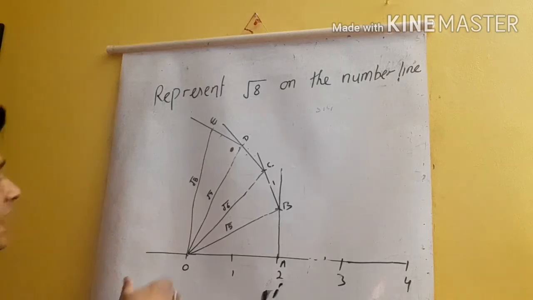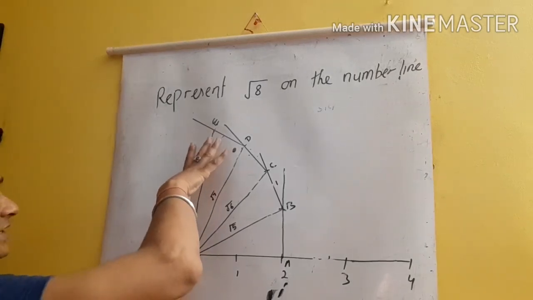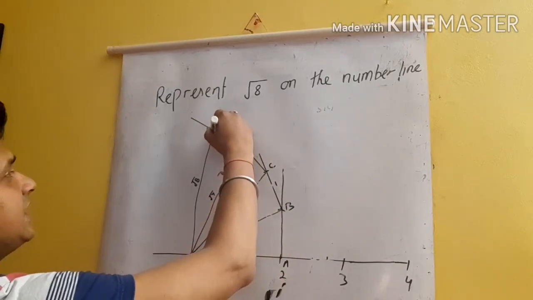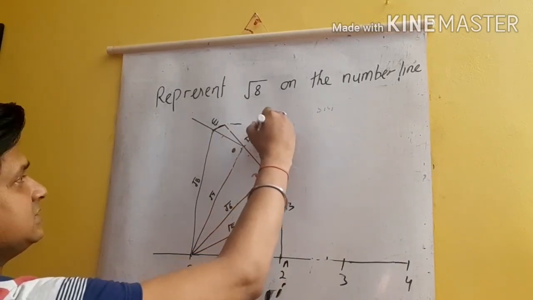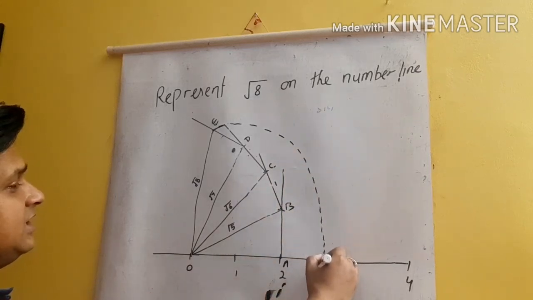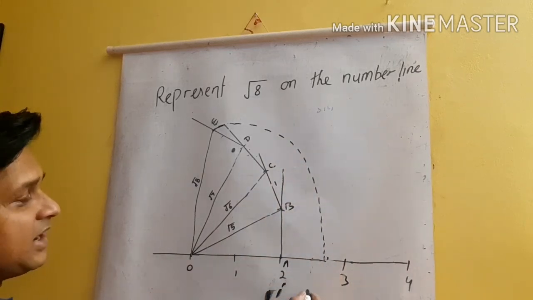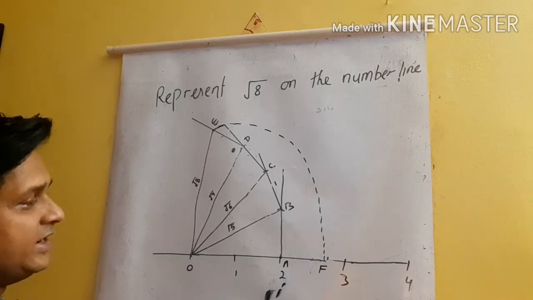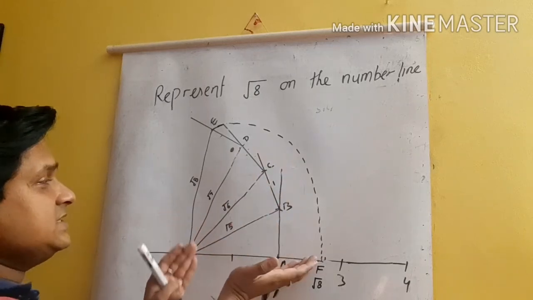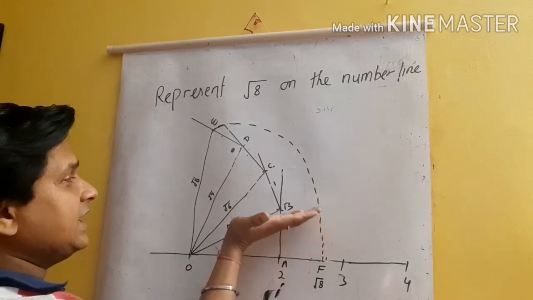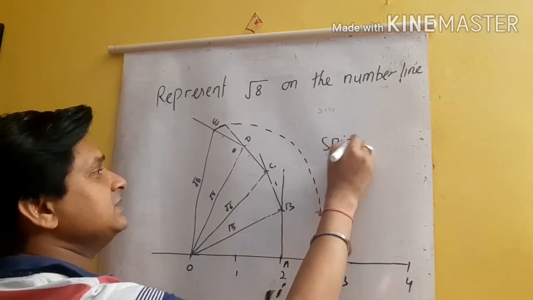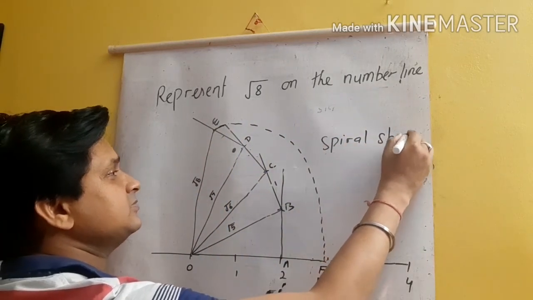So what I will do? I will take the compass and I will take this OE distance with the help of compass. I will drop an arc like this. And where it will cut the number line, suppose this is point F, this will represent root 8. This type of shape, you can see this is a kind of arc, the arc is increasing. This shape is also called spiral shape. Okay.